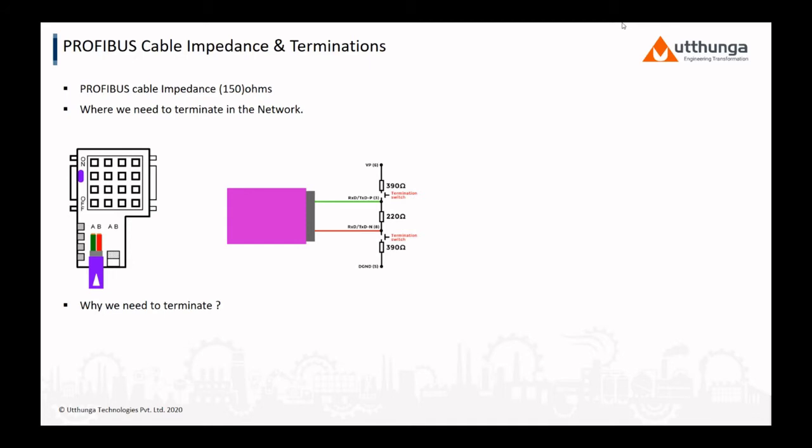If you see a Campus cable, it is almost a similar violet color, but the impedance is almost 110 to 120 ohms. If you put a Campus cable over PROFIBUS cable, what will happen? Your communication will get interrupted due to reflections in the network. So we recommend using PROFIBUS twisted wire cables and doing the terminations as per standard, at the start of the segment and end of the segment.